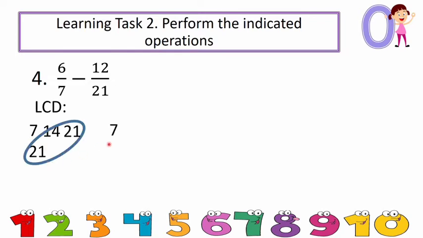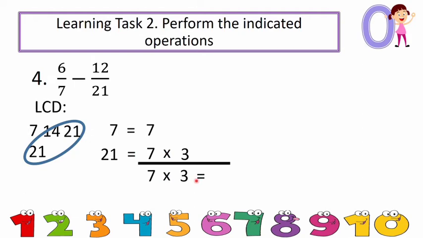So we can use the prime factorization. We just write 7 because 7 is already a prime number. Then for 21, we have these prime factors, which are 7 times 3. Then we just bring down all the numbers. We have 7 times 3, and 7 times 3 is equal to 21. So 21 is our LCD.